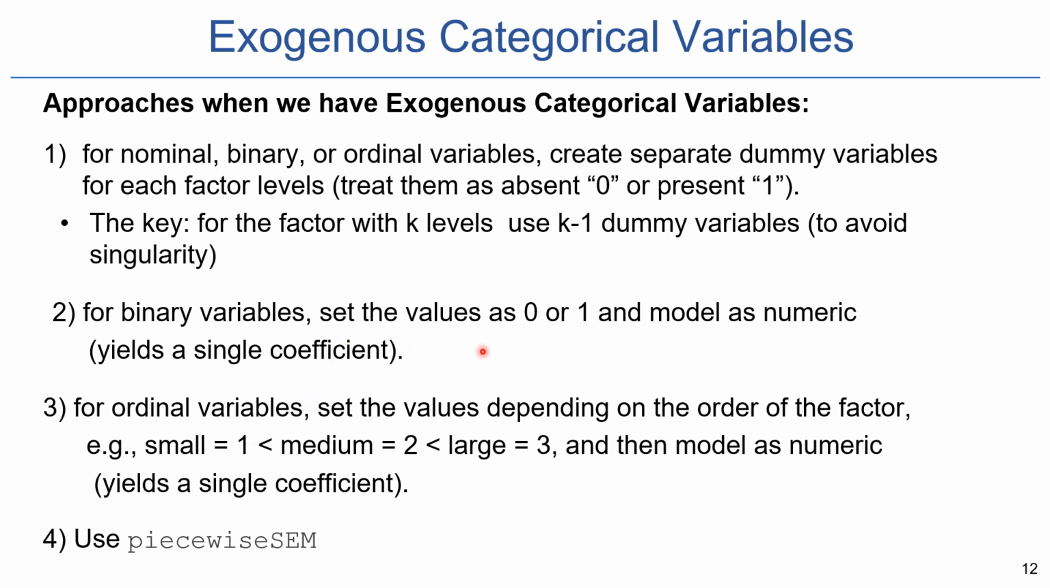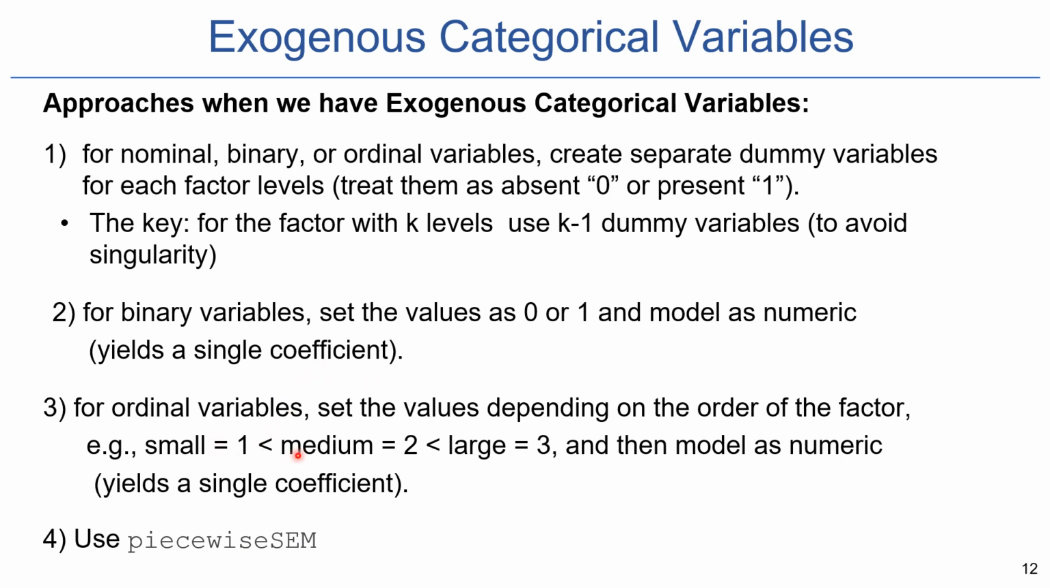So we set the values of present or absent to the numeric 0 or 1. And then our model will be using these variables as numeric, and this will yield a single coefficient.